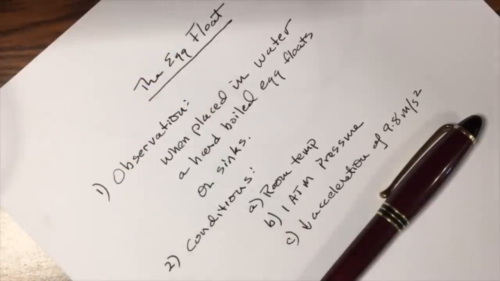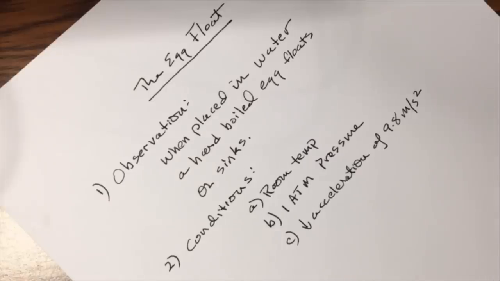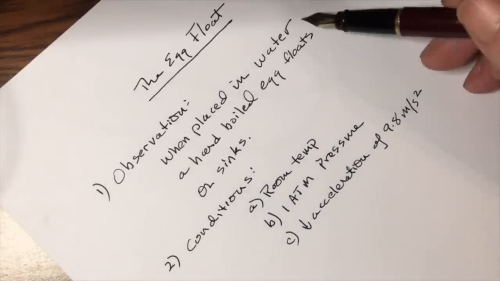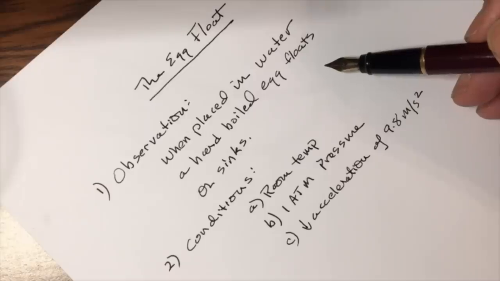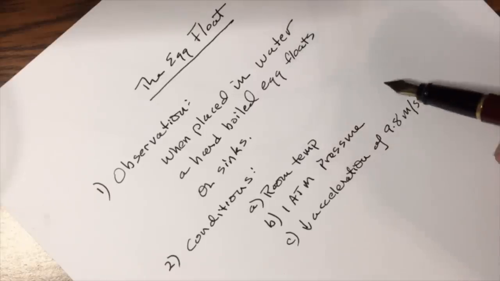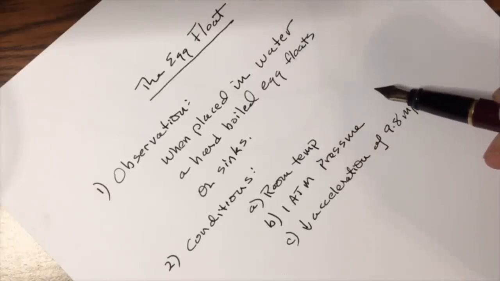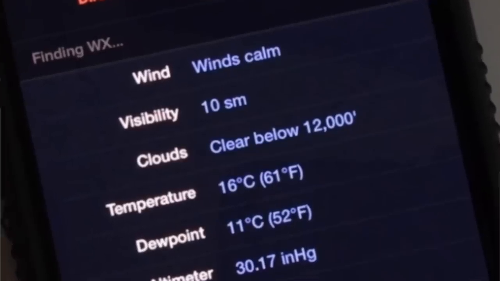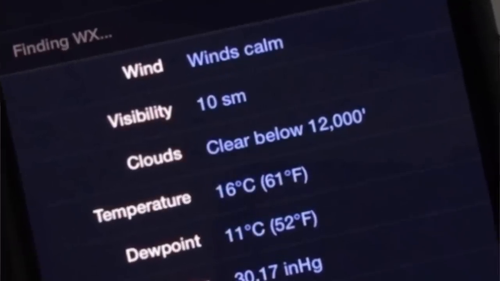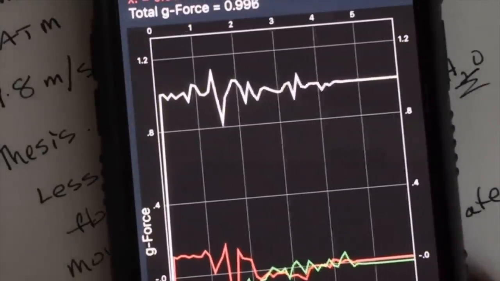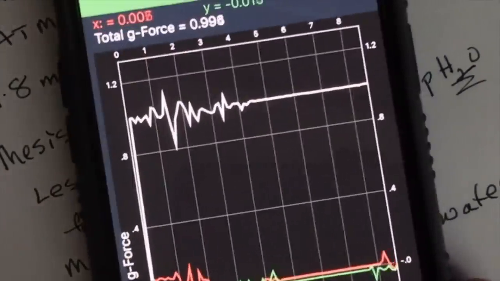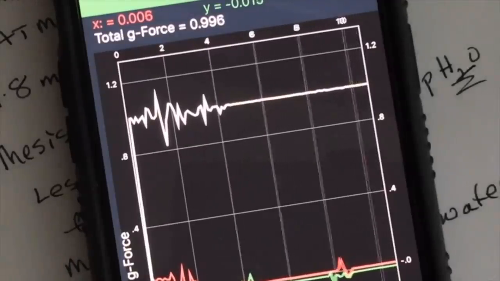Okay, the first step in any experiment is to define the experiment. Number one, we're going to call this the egg float experiment. That's going to be its title. Our first step is to make an observation. When placed in water, a peeled hard-boiled egg floats or sinks. Pretty straightforward observation. Under what conditions are we conducting this experiment? And that's number two. First, it's going to be room temperature. Second, 1 atmosphere of pressure. And third, there is going to be a consistent downward acceleration of 9.8 meters per second squared.